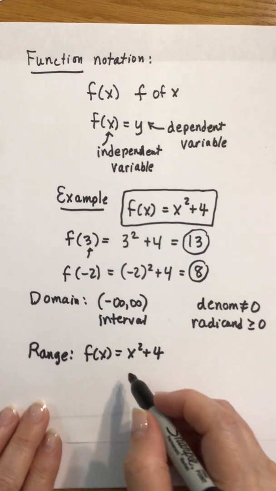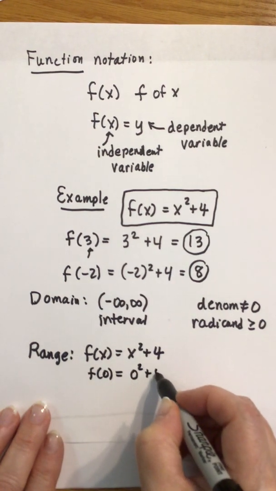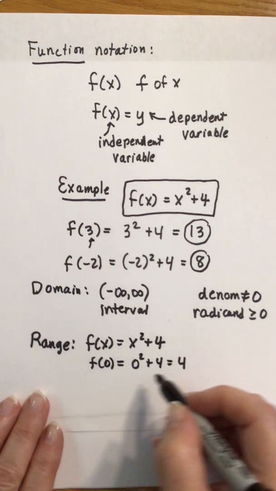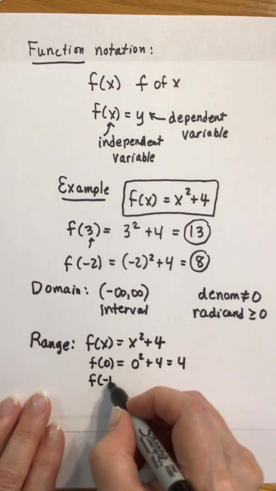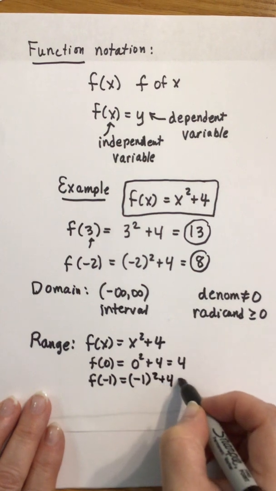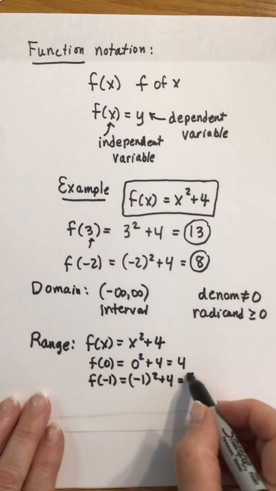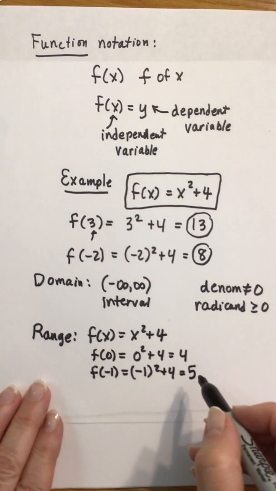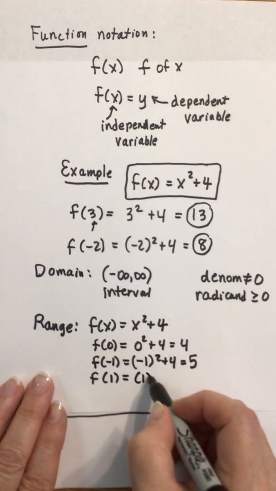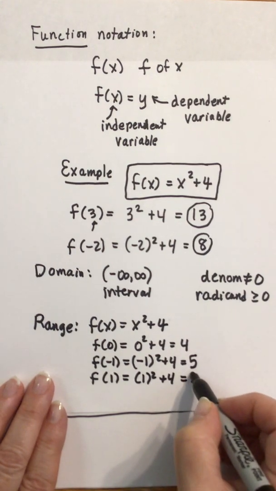If I put in f of 0, I'm going to get 0 squared plus 4, which gives me 4, right? Okay, so what if I put in -1? -1 squared plus 4. This -1 is squared, so that makes it +1, plus 4 gives me 5. So what if I put in f of 1? 1 squared plus 4 is still going to give me 5.